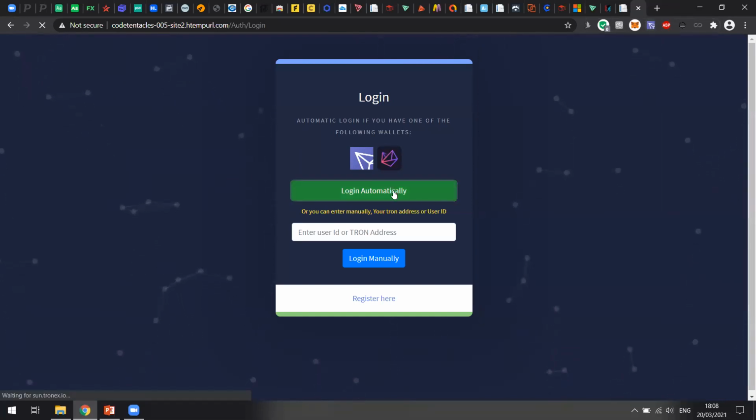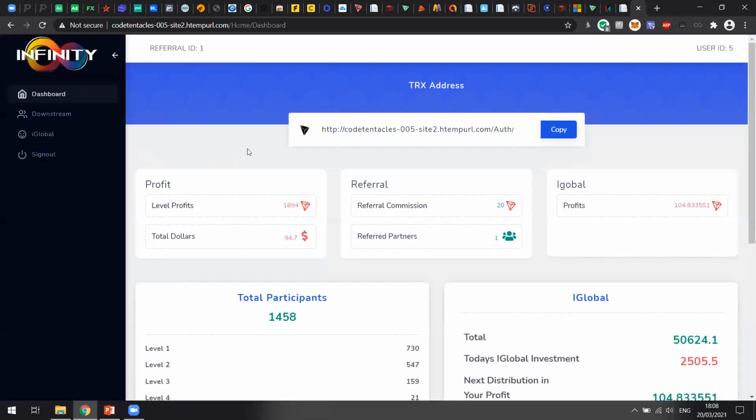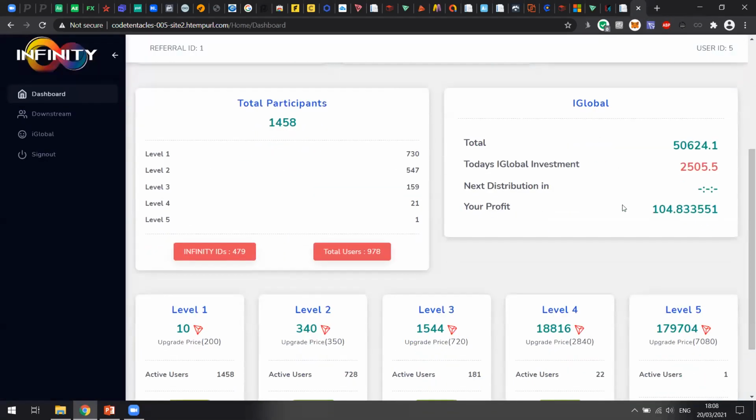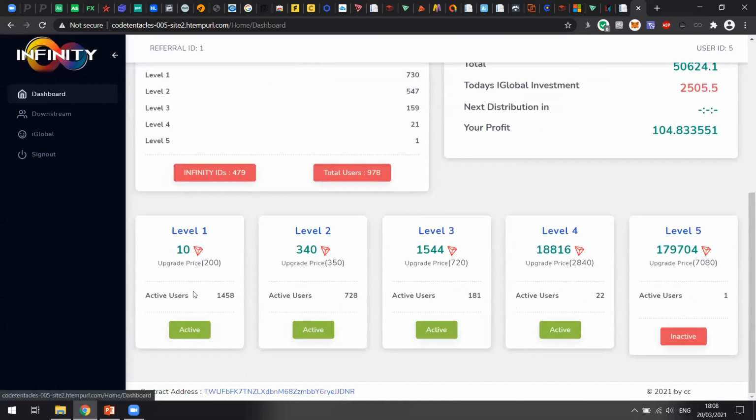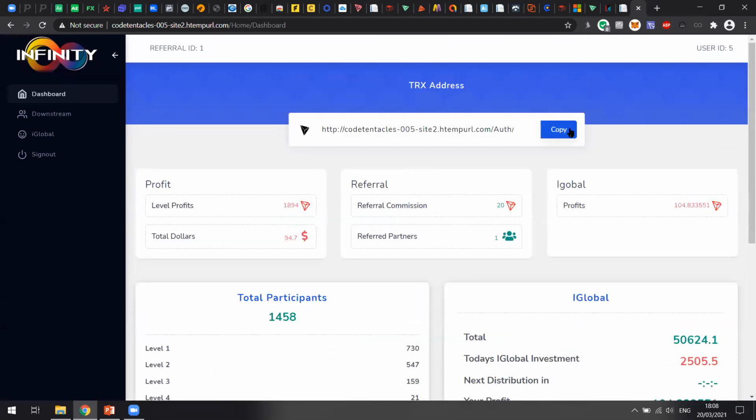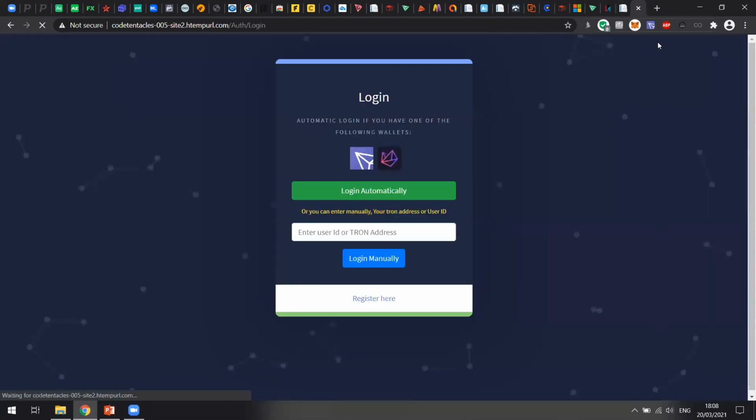Okay, so just only to get the iGlobal. You see, your profit one. My profit is 104 trons. That's why I want to get the ID level 1. Why is it not going out from level 5? What am I doing wrong here?